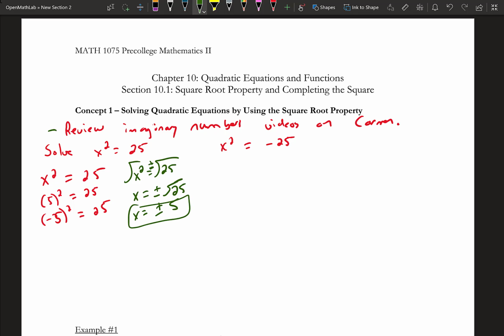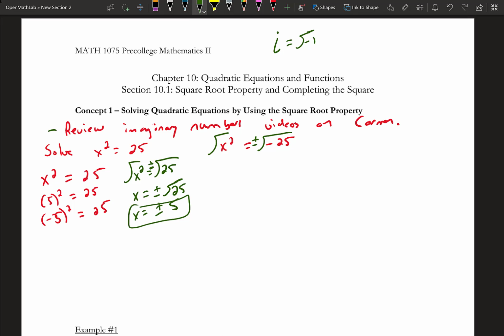Similarly, if I want to solve x squared equals negative 25, I could take the square root of both sides. But we can't have the square root of a negative value, at least it's not a real number. That's where an imaginary number comes along, because we have what's called i, which equals the square root of negative 1. We have this imaginary unit. So we need to put a plus or minus on one of the sides.